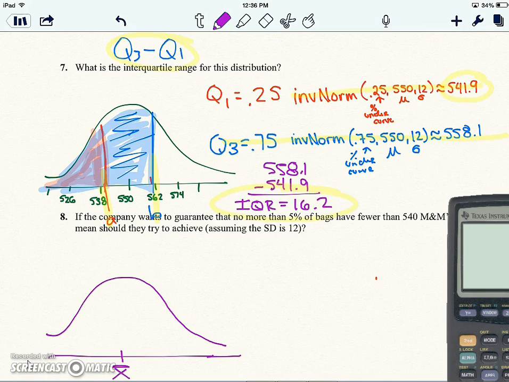if you think about it, the middle from here to here has about 68% of the data. The IQR has 50%. Well, the standard deviation is 12. So 12 plus 12 is 24. So there should be 24 different values in here, and we want a little less than that, and we got 16.2. So that makes sense. That means that 50% of the bags have a range of having M&Ms between 542 and 558. So there's a value in there about 16.